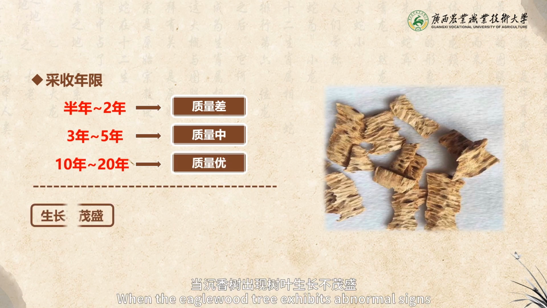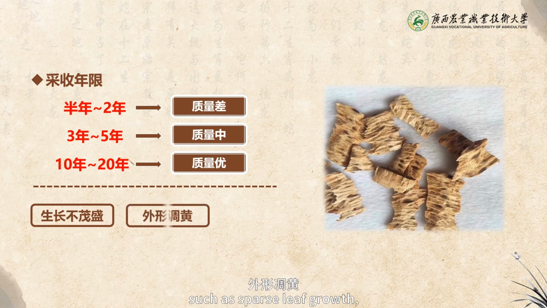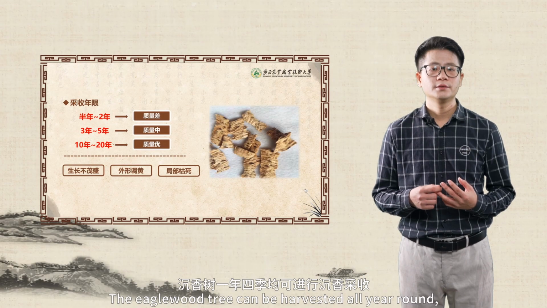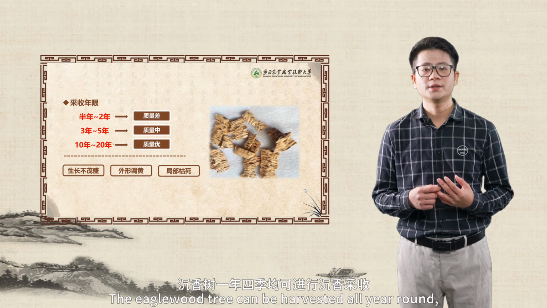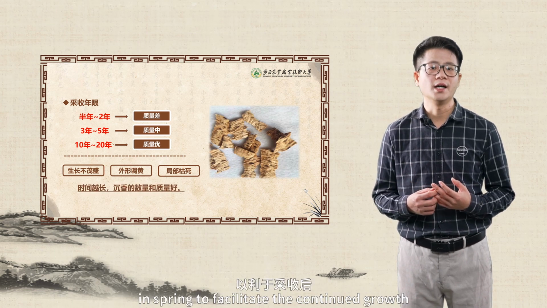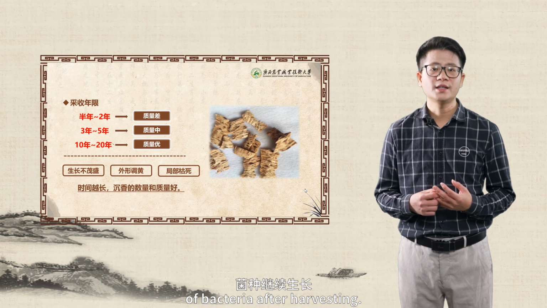When the Eaglewood tree exhibits abnormal signs such as sparse leaf growth, yellowing of its exterior, and localized withering, it is highly likely to have formed Eaglewood. The Eaglewood tree can be harvested all year round, but it is advisable to harvest artificial Eaglewood in spring to facilitate the continued growth of bacteria after harvesting.